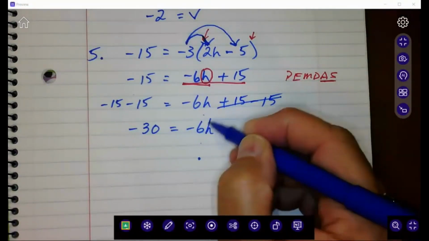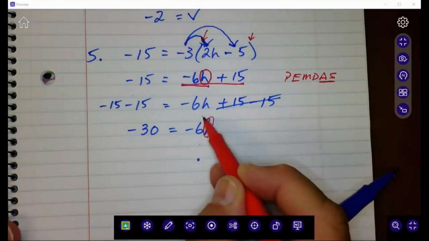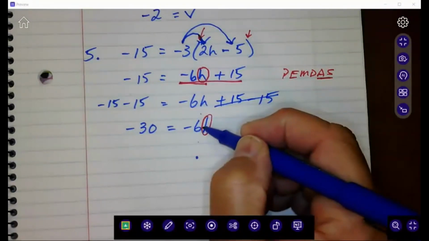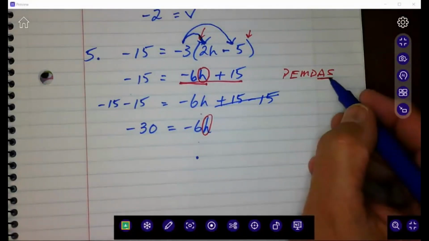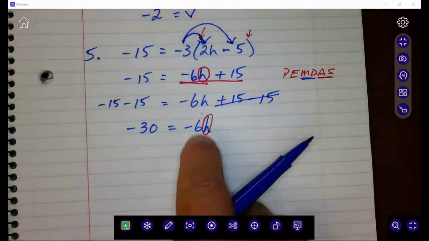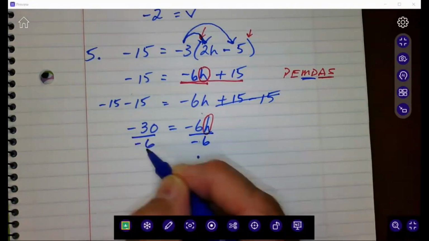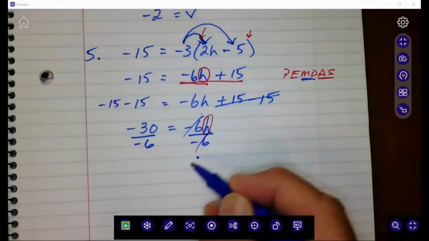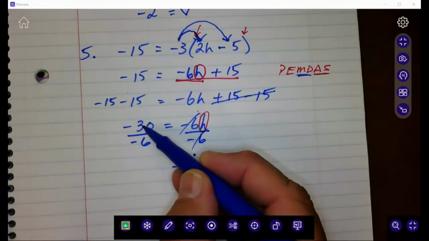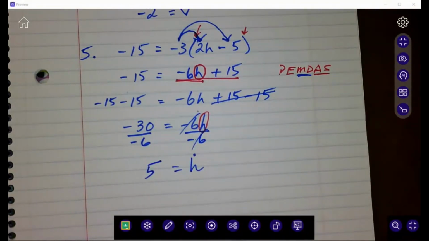We've got -6 times h. We're still focusing on the variable, and we're concerned with what's happening on this side of the equal sign. That -6 is being multiplied by h. We got rid of the addition and subtraction. Now we get rid of multiplication and division. That's being multiplied. We undo it by dividing. Divide on that side, divide on that side. The -6 divides out. We're left with h. And over here, -30 divided by -6 is +5.